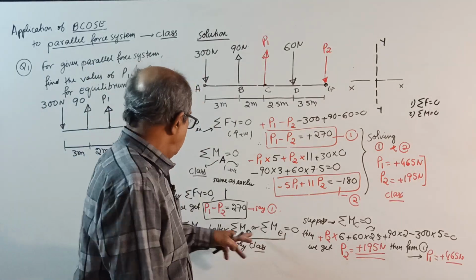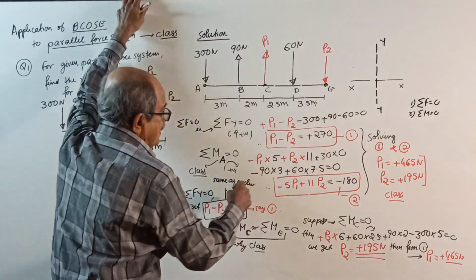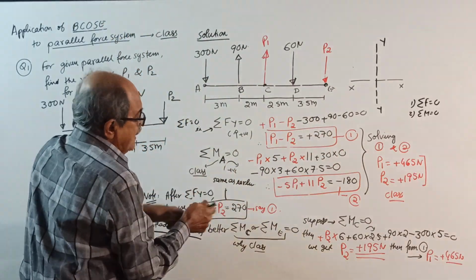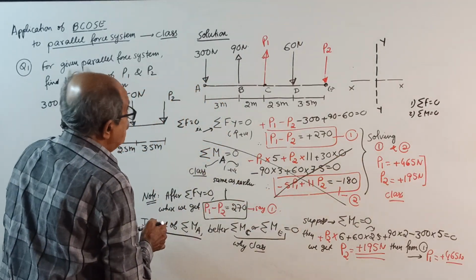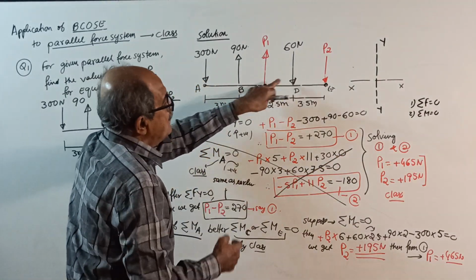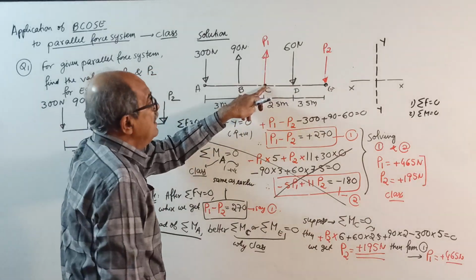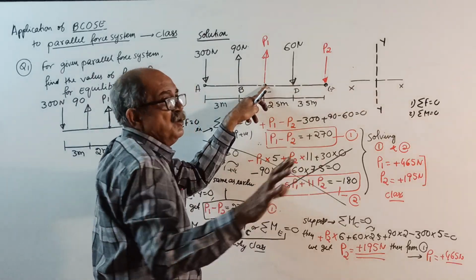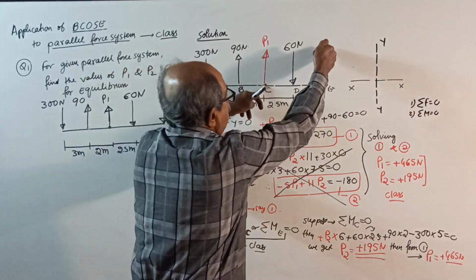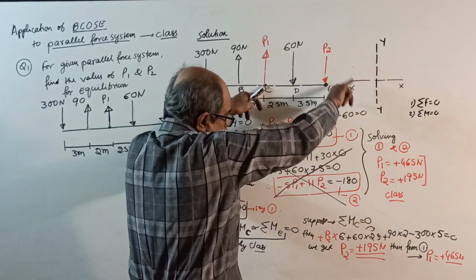Okay, now, after this equation, cancel this one. Instead of this one, you take moment about C, either C or E. If you take about C, now you write here: P1 into 0, P2 into 6, clockwise.